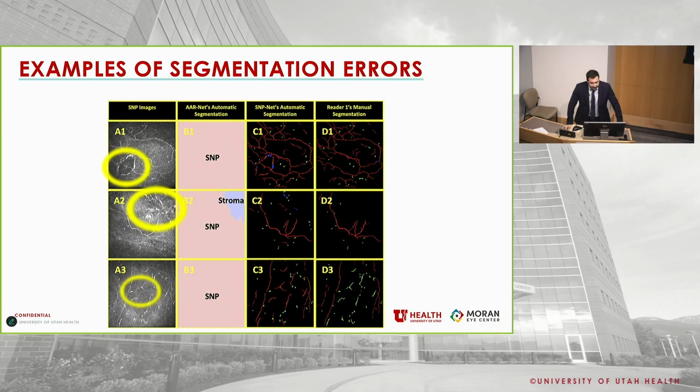These are some of the segmentation errors I was talking about. These are the raw images on the left, and circled in yellow are the parts I want to point to. In A1, the first part is an anterior basement membrane dystrophy. It was labeled by the AI or the neural network as nerves and neuromas in the third column. Looking at the last one, it was not labeled by the ground truth or the reader because we knew that it was an anterior basement membrane dystrophy.